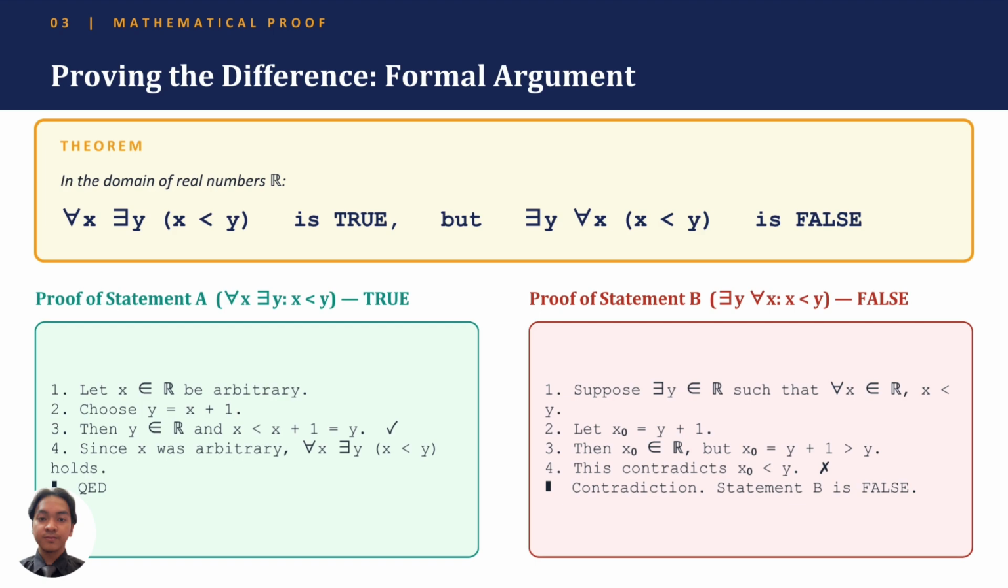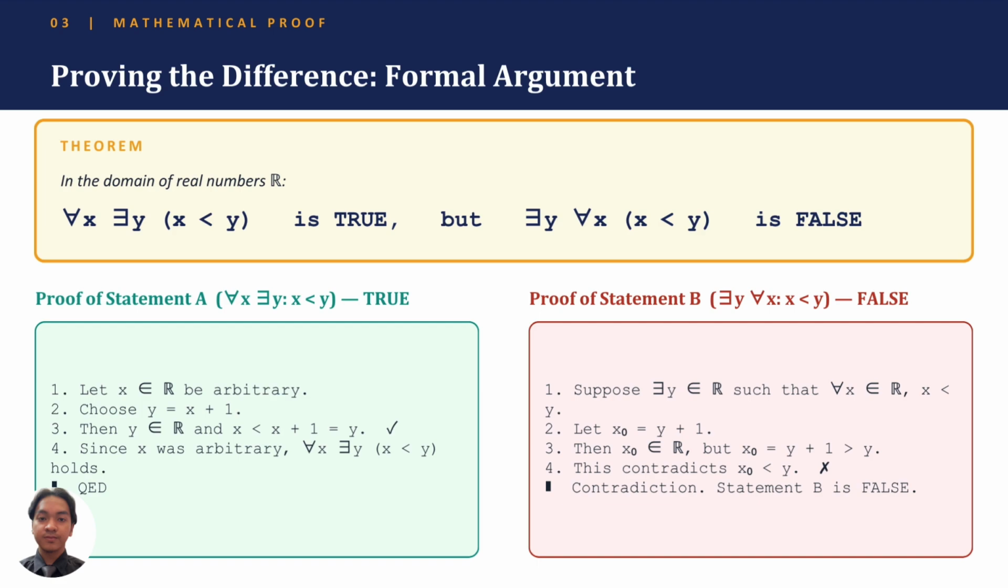Let's go to the example. Let x, an element of the real numbers, be arbitrary. We can choose y equals x plus 1. Then y is an element of the real numbers and x is less than x plus 1, which equals y. Since x was arbitrary, for all x there exists y where x is less than y holds.